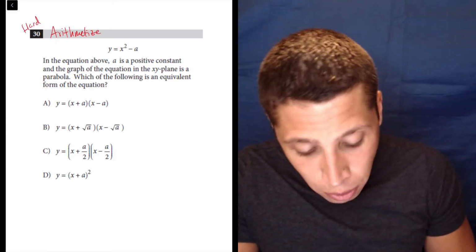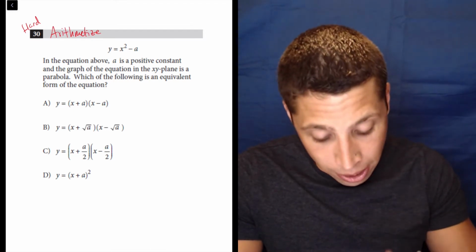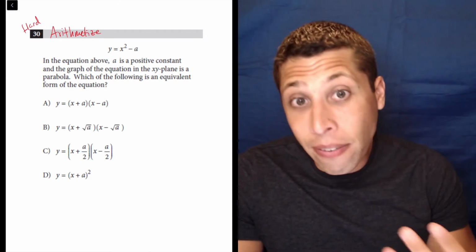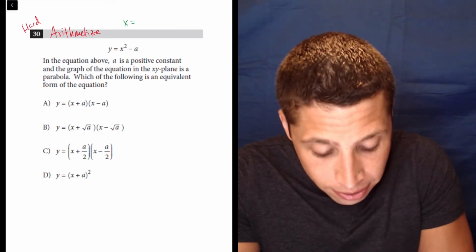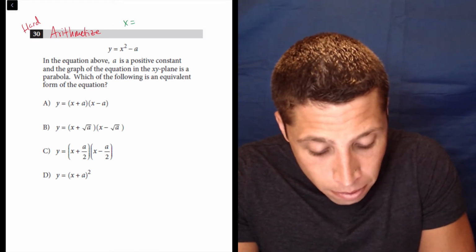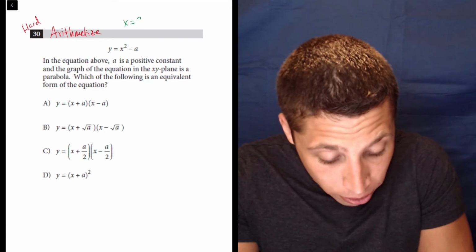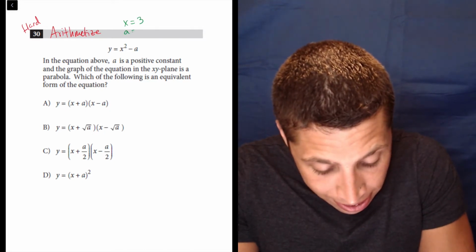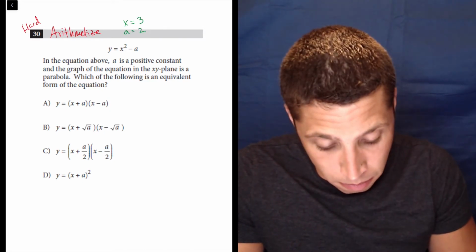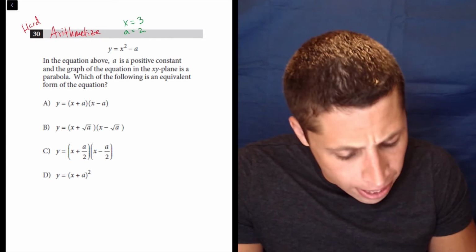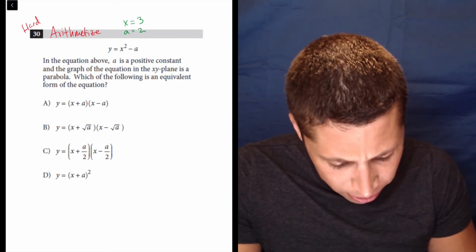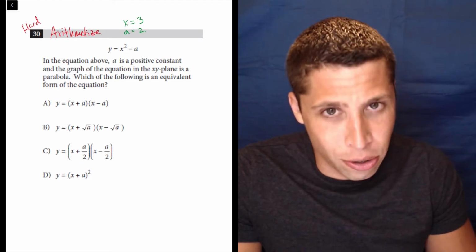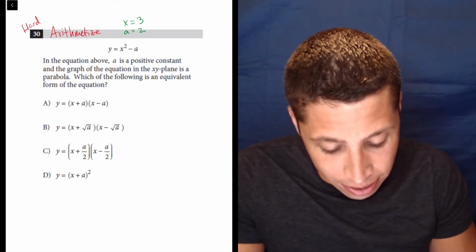So what are we going to do? I want to pick values for x and a so that I get a value for y. So I'm going to randomly pick here. Let's do x is 3 and a is 2. There's lots of numbers we can do. I'm trying to create an inconvenient situation here. So let's do x is 3 and a is 2.